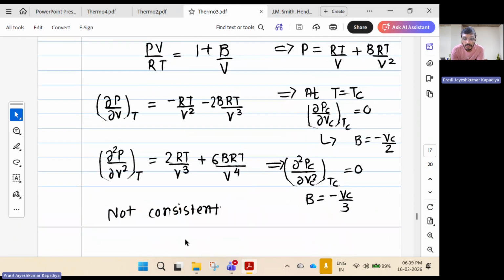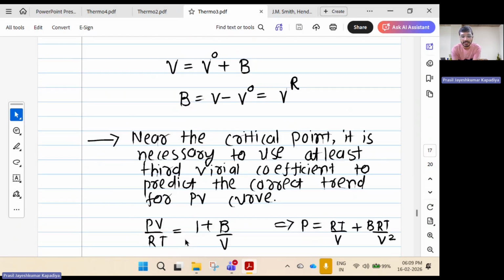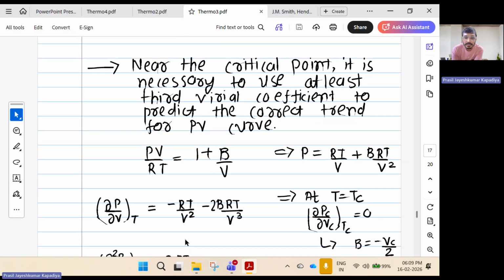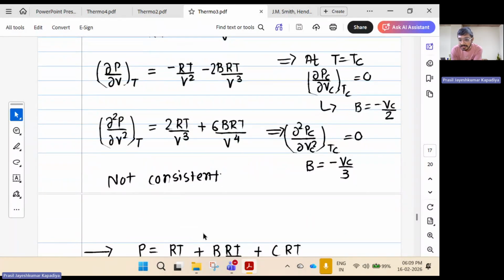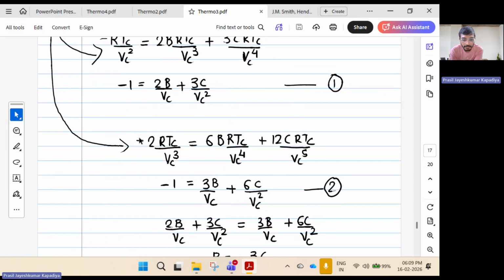Okay, so this reduced property concept we are going to use today, and there is one very important thing we studied: when we are near the critical point we need to consider at least the third virial coefficient to predict the correct trend of the PV curve. If we only consider up to the second term, there will be some inconsistencies in the B value when we try to calculate del P del V at constant T and its second derivative at critical temperature. So that's why we need to go to the third term.